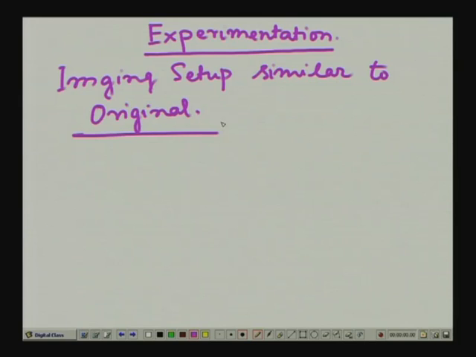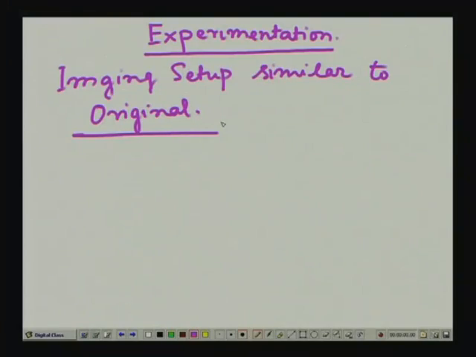And the assumption is that using this imaging setup, which is similar to the original imaging setup, if I can estimate what is the degradation function of this imaging setup which has been acquired, then the same degradation function also applies to the original one. So, here our purpose will be to find out the point spread function or the impulse response of this imaging setup.